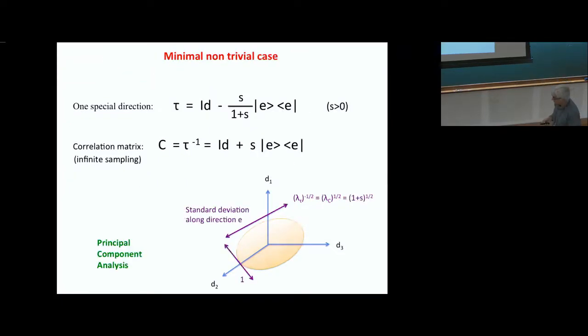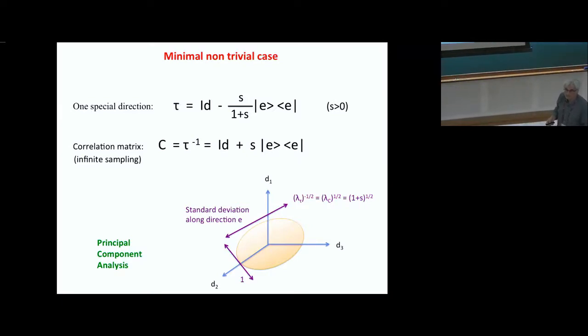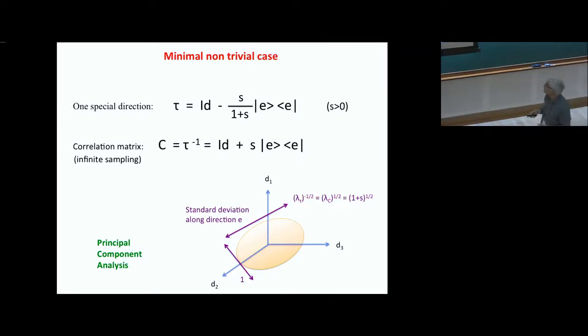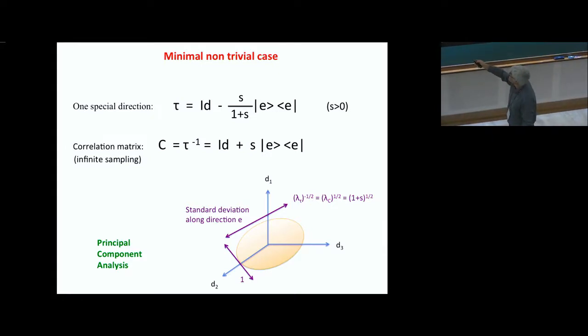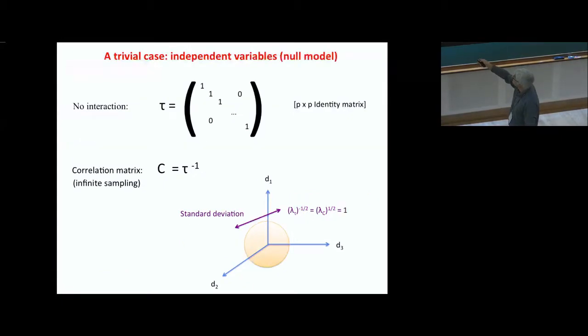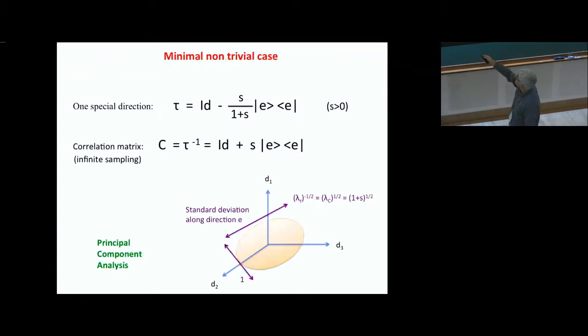Okay, so now let me look at the minimal non-trivial case where I want to have some interactions between the variables. So I will choose one specific direction in this p-dimensional space, which I call E. So E is a normalized p-dimensional vector. And then I will choose for the precision matrix the identity, which is the trivial case, minus S over 1 plus S times the projector on E. So S is a positive number. Could be a negative number, so I will come back to that later on. But let's assume it's a positive number.